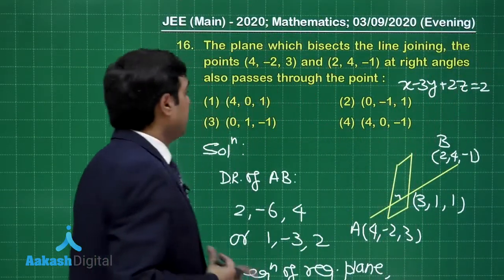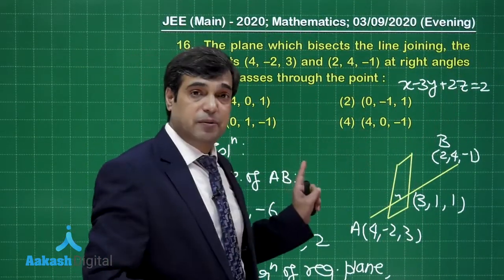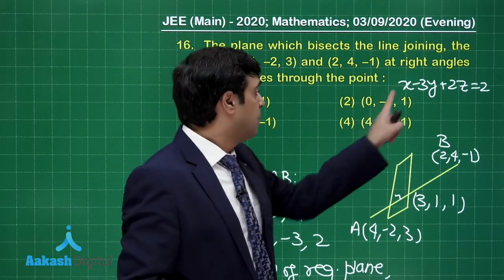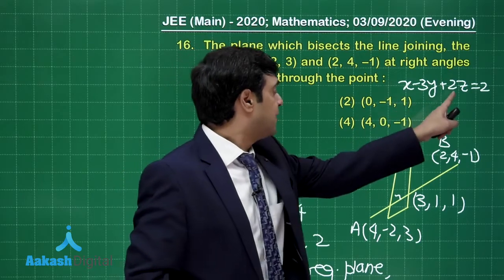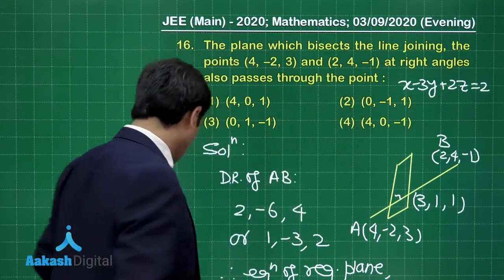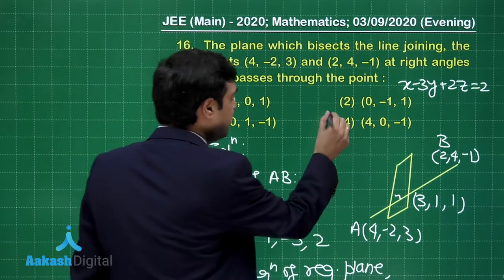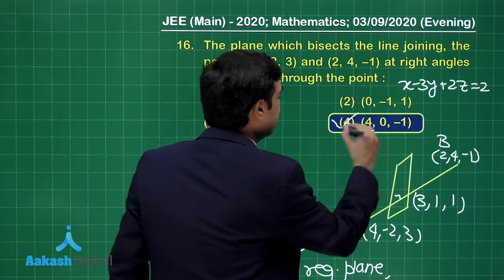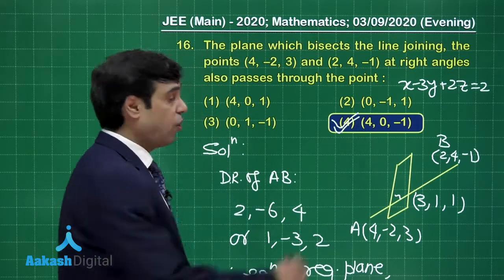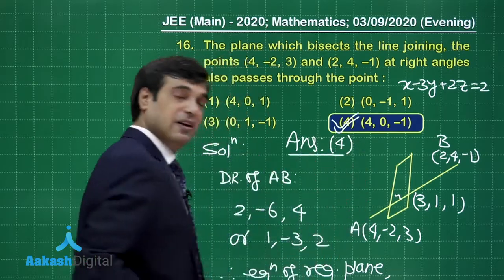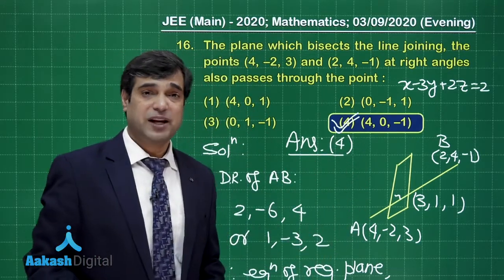All right. Checking all 4 points. When you go with option number 4, you can see this is 4 minus 0 plus of minus 2. That means 2 is equal to 2. What it means? That means option number 4 is the correct answer as required for this question, that this point is lying on the plane. So let's write down the correct answer is 4. I'm sure this is clear. Time to take up the next question.